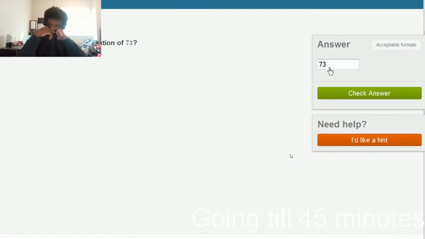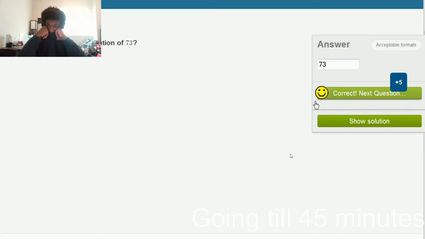And you don't want to write 1 times 73 because 1 is not a prime number. You just want to remember it only has one factor, itself. A prime number has two different factors, 1 and itself, and 1 is not a prime. So we just want to write prime numbers here. 73 is a prime number. Let's check our answer. And we got it right.